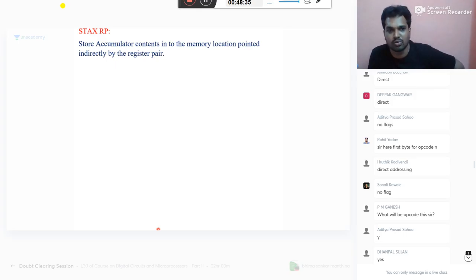You cannot make a program with only the data transfer group of instructions. Okay, so STAX: store accumulator contents into the memory location pointed indirectly by the register pair. Now, it is just a reverse job.